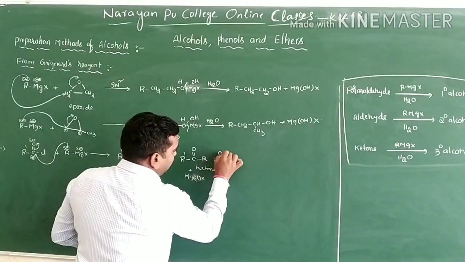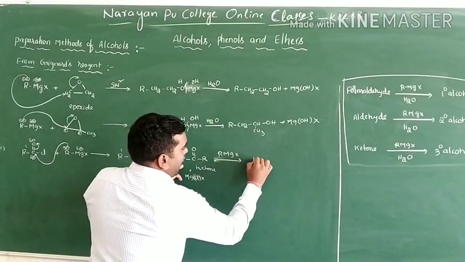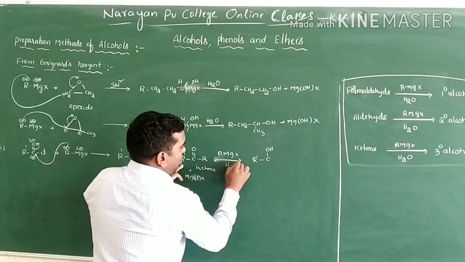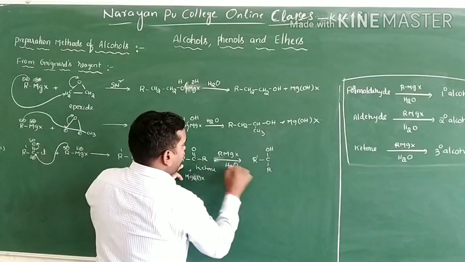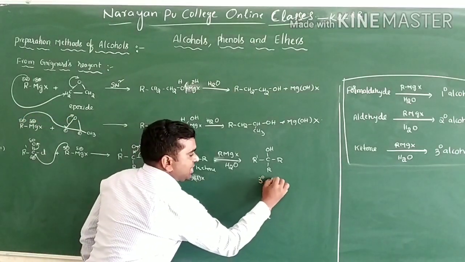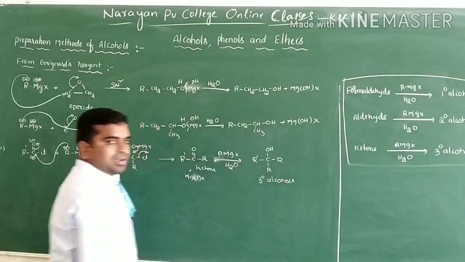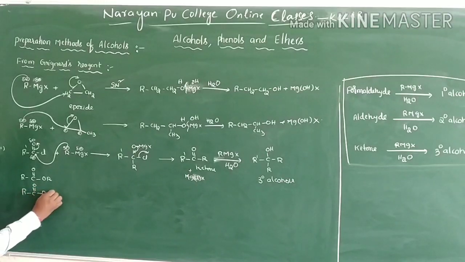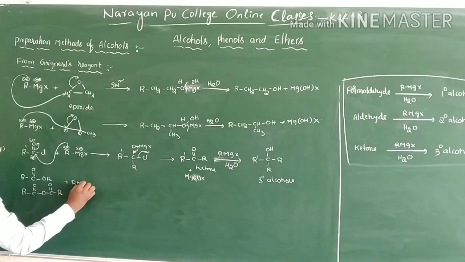Again it reacts with RMgX and gives R dash, and here C-OH, followed by hydrolysis. I will not write the mechanism again here. You get two R groups. So which alcohol are you getting? Tertiary alcohols. Very important. And this is for the acid chloride. In the same way, if you take esters or acid anhydrides and treat them with the Grignard reagent.